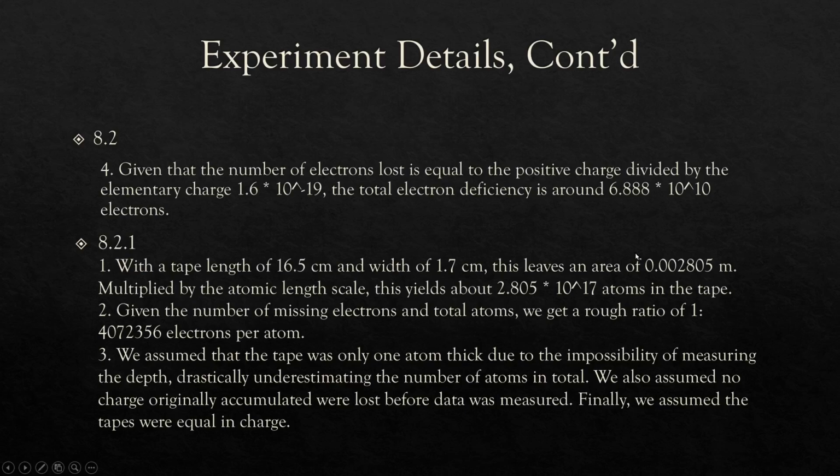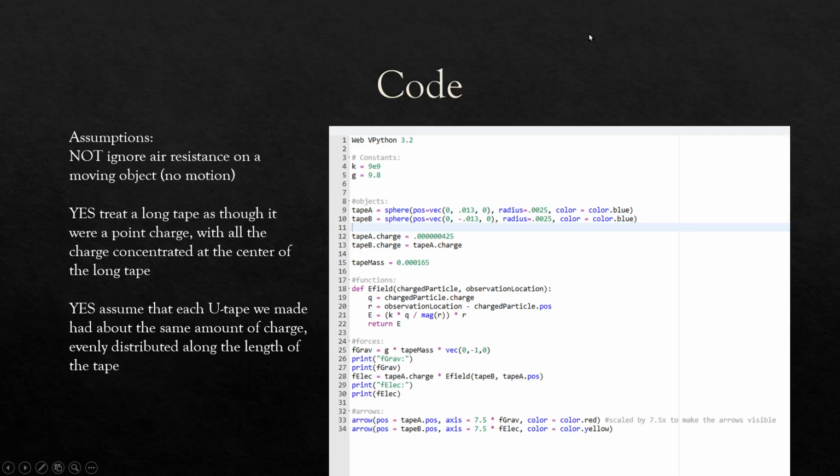And these are the assumptions we made, basically that it was one atom thick, that we didn't dissipate any charge, and that the tapes were equal in charge. Also that the measurement was accurate. Here's my code. These were the assumptions that we were given. This one we did not assume. These two we did assume. You can pause this or click on the link to read my code further.